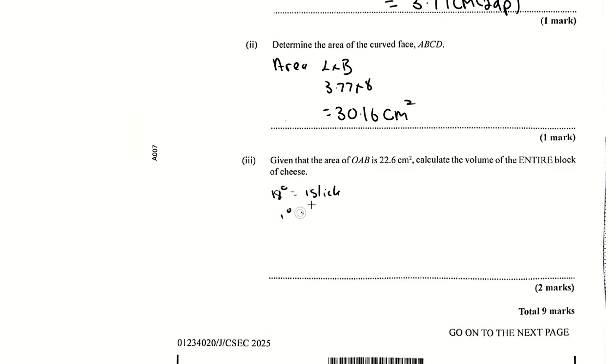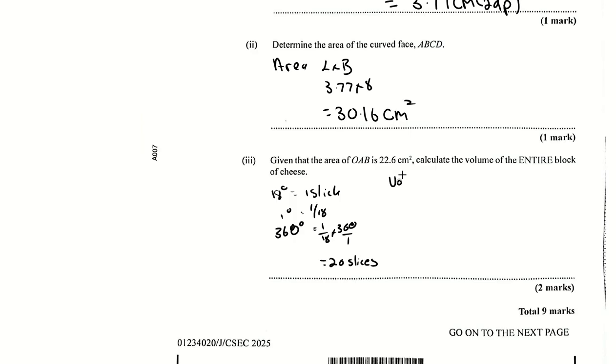So 1 degree would be 1 over 18. So how many? It's 360. 360 degrees would be 1 over 18 by 360 over 1. 360 divided by 18 is 20 slices. So you just need to find the volume of one of the slices and then multiply by 20. Given the information here, you should do that. So let's find out the volume.